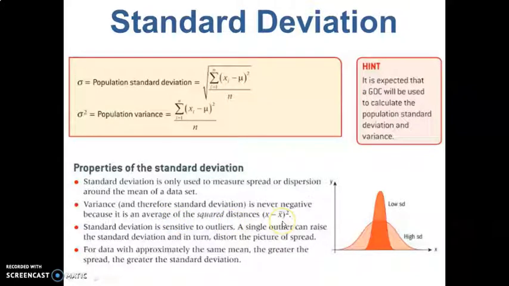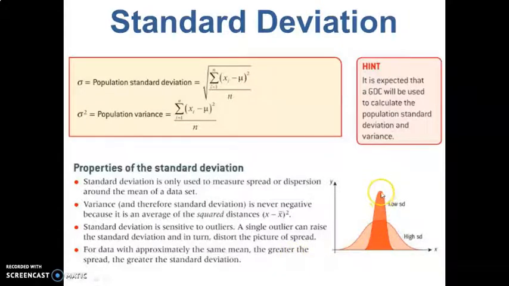So always be a positive value. Standard deviation is sensitive to outliers. Like I said, since we're squaring the values when we're doing the difference from the mean, we are exaggerating the effect of those numbers that are far away from the mean. So a single outlier can raise the standard deviation and in turn distort the picture of spread.